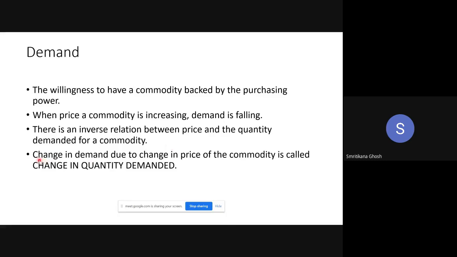Now look at the last bullet. Change in demand due to change in price of the commodity is called change in quantity demanded. That is why I said, remember that term. It is called change in quantity demanded. So when the demand of a commodity is changing because of the change in price of that commodity, then that change in demand is called change in quantity demanded.